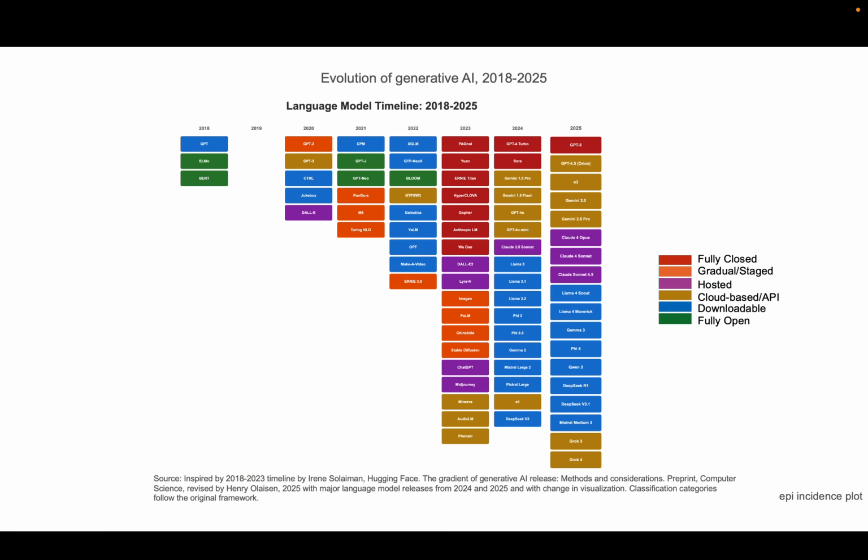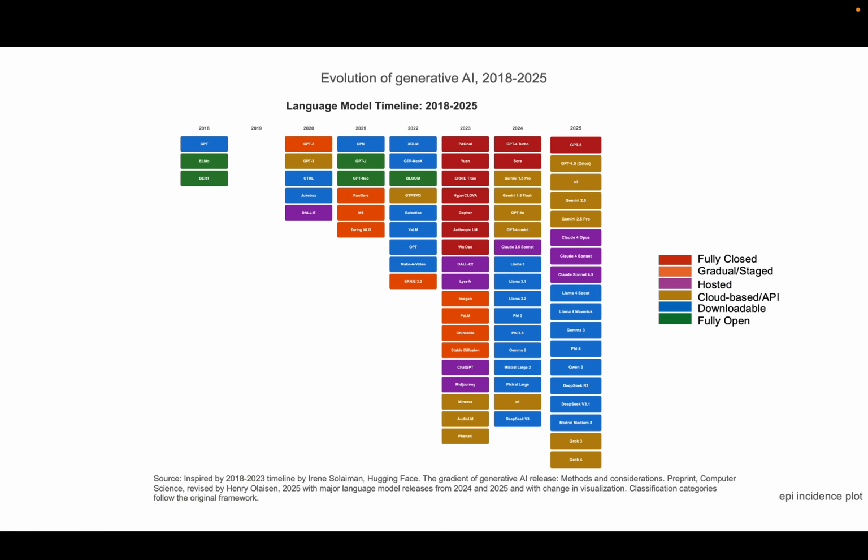I think it makes a nice case because what you see for 2018, just to interpret that, is there's only 3 releases. In 2019, no releases. But for 2018, there are 3 cases with 2 different colors, blue and green. Blue with a label says GPT, first release, and it is a downloadable in blue. Whereas ELMo and BERT in green were fully open.